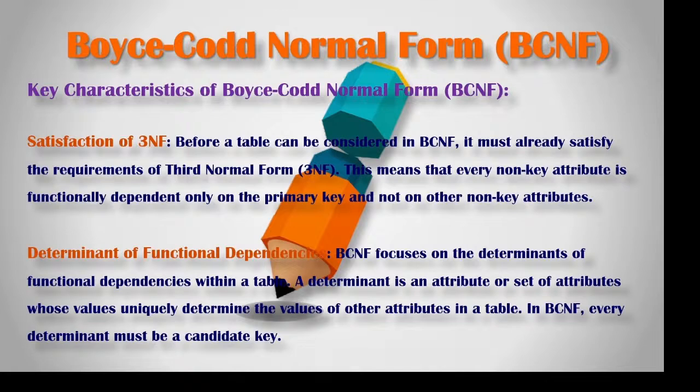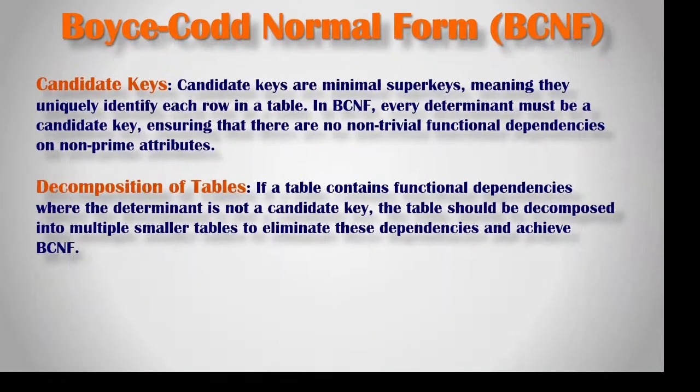uniquely determine the values of other attributes in a table. In BCNF, every determinant must be a candidate key. Candidate keys are minimal superkeys, meaning they uniquely identify each row in a table. In BCNF, every determinant must be a candidate key, ensuring that there are no non-trivial functional dependencies on non-prime attributes.